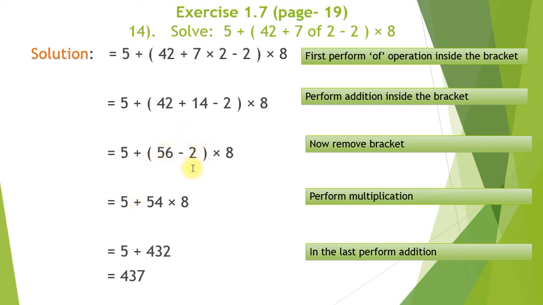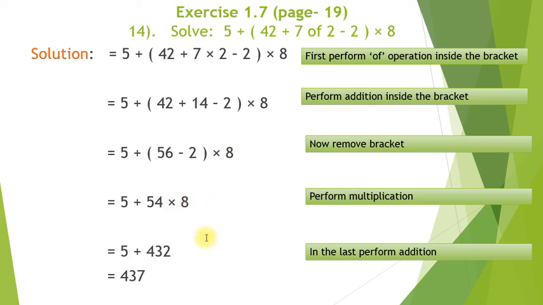Now we have to remove the bracket as we did the addition. To remove the bracket we have to apply the subtraction: 56 minus 2. When we subtract 2 from 56 we get 54. That is quite easy. So now our bracket is opened. 5 plus 54, and this is the same number coming from the above value, multiplied by 8.